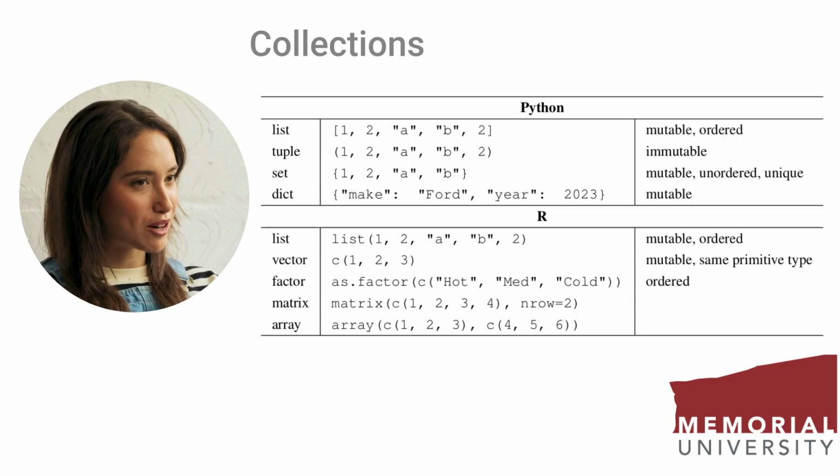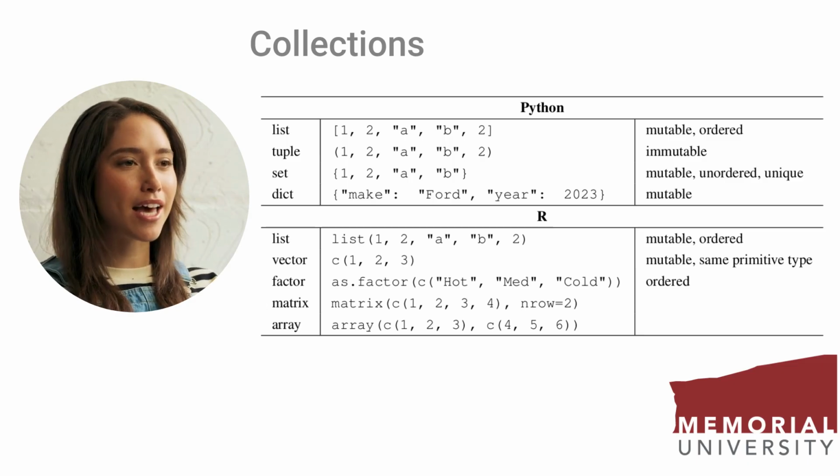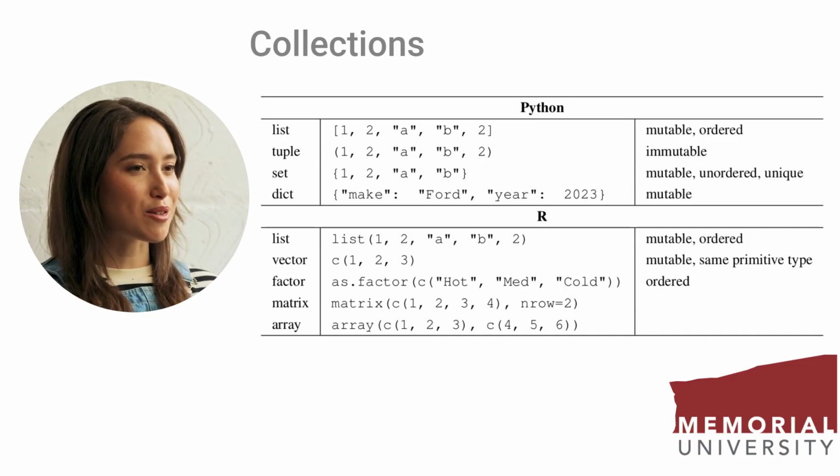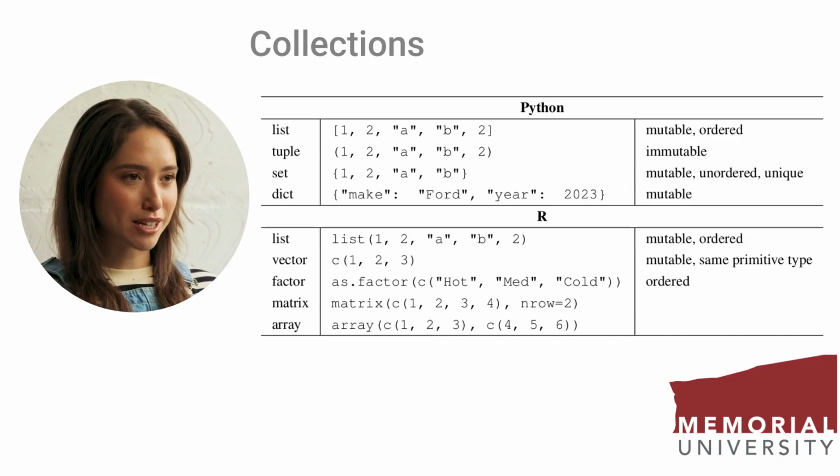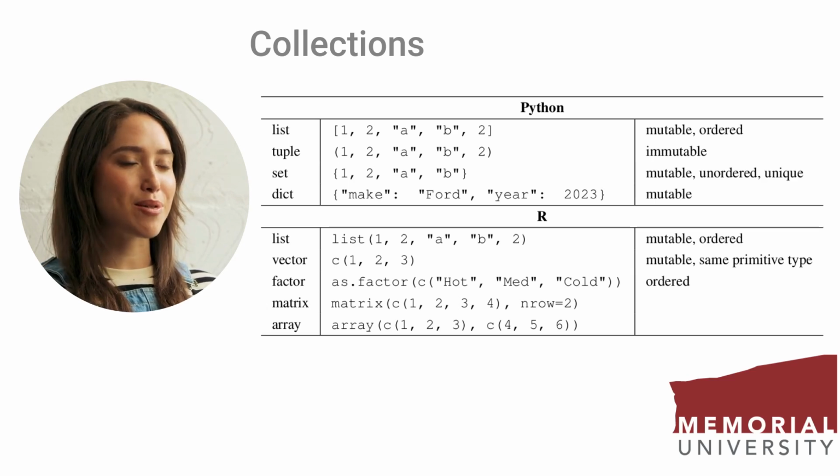Different software tools offer different kinds of structured types, and unfortunately the terminology is not necessarily consistent across software tools. This table provides a summary of structured types in Python and R, with examples and key characteristics of the type.